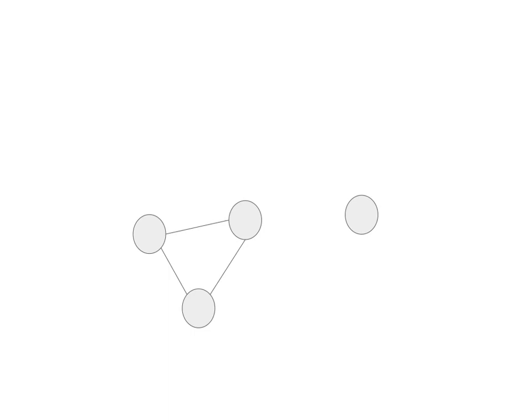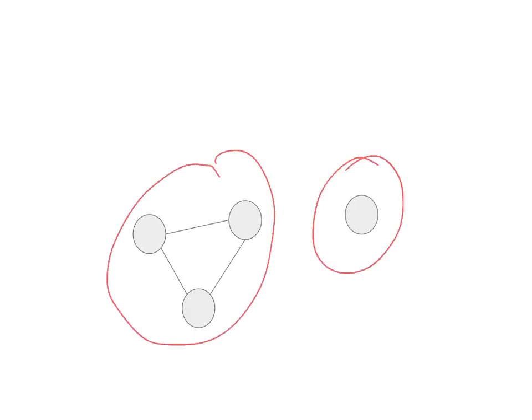But look at this graph. It is not connected. It has two connected components, but it does have an Eulerian cycle, a cycle that visits every edge of the graph exactly once. So it's possible for a graph to have an Eulerian cycle even if it's disconnected.